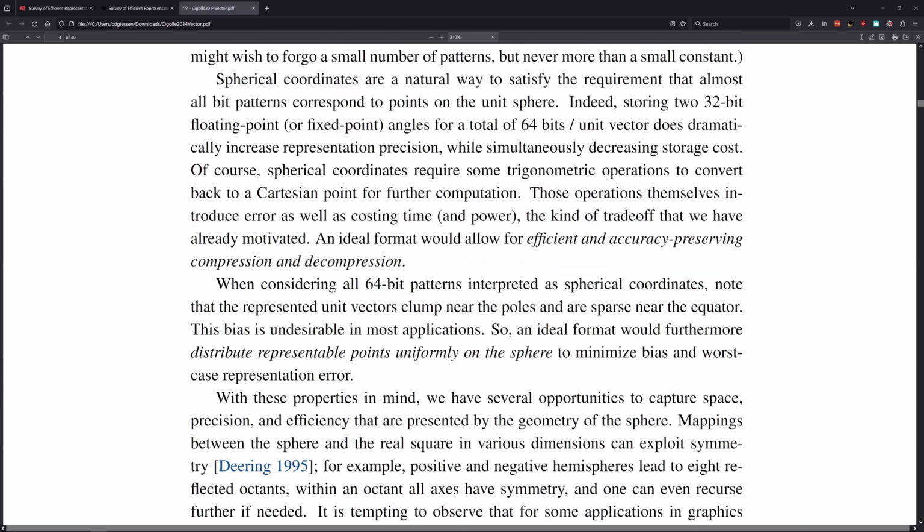Yeah. If you were to map out all of the locations of a 64-bit spherical coordinate of 2 angles, most of them would point towards the poles if you were to equally divide it amongst the sphere, latitude, longitude kind of thing. Although that's not 2 angles, never mind.